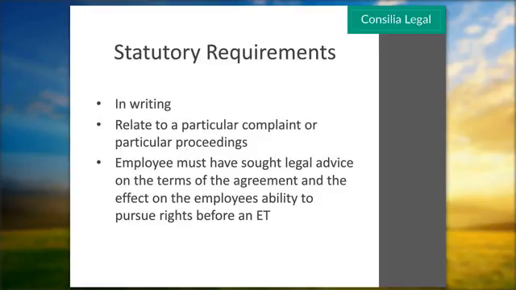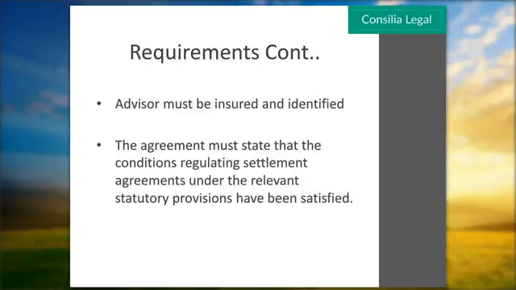Two things about this. The advice has got to be sought from a relevant independent advisor. And that can be a solicitor, but it could also be a trade union advisor. And what I would say is if you've got a trade union advisor, make sure you get their certificate, because they've got to be certified as competent to give the advice. And also, the employee could seek advice from a voluntary sector advisor as well. Okay? Now, going on from that, the advisor must be insured and identified. So the agreement must say who the advisor is and identify them.